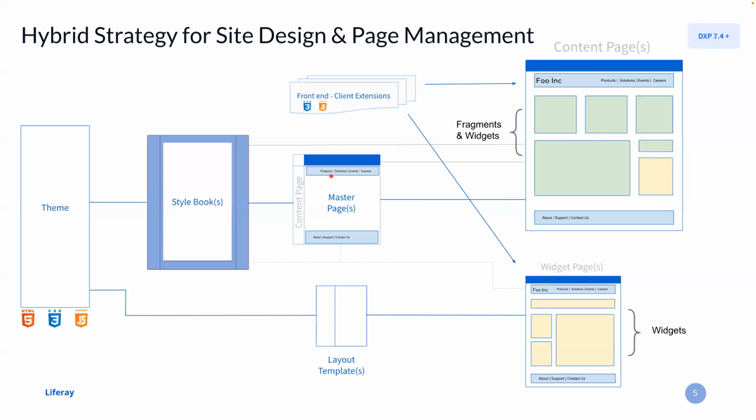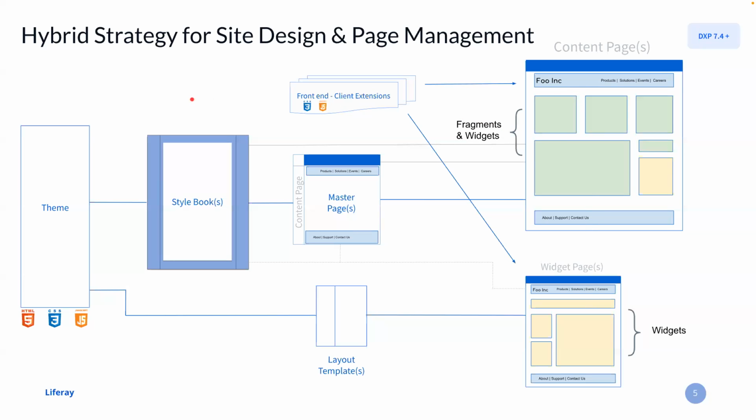Before, our headers and footers and common elements were in the theme. Now we can use those in master pages, and we'll look at that shortly. Going forward in 7.4, they introduced front-end client extensions, which allow us to provide CSS and JavaScript assets to our site via configuration. Previously, we would always provide that in the theme, but now we have a new decoupled method that we can provide more easily. And you can provide that either on content pages or on widget pages.